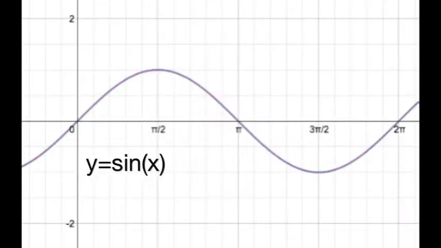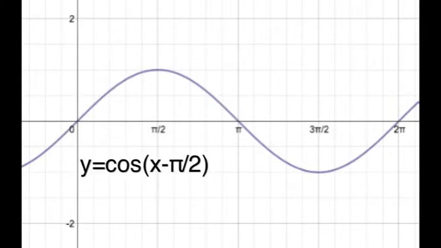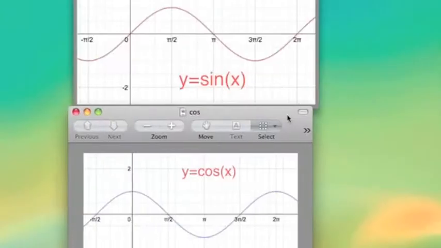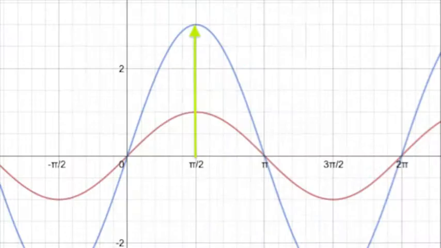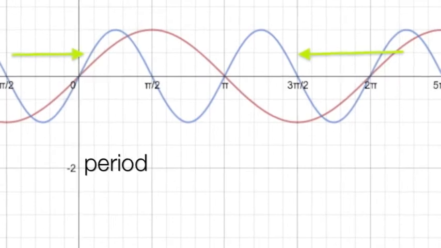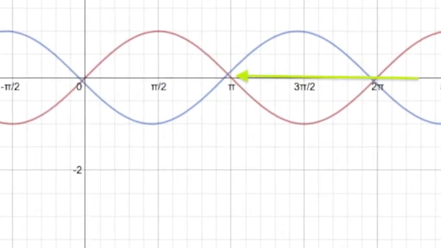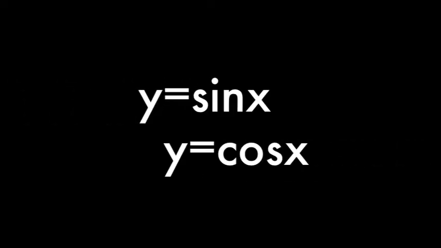Y equals sine x is the same as y equals cosine of x minus pi over 2. Sine is essentially the same as cosine, except there is a pi over 2 shift to the right. This video will show how the amplitude, period, horizontal shift, and vertical shift affect the parent functions.